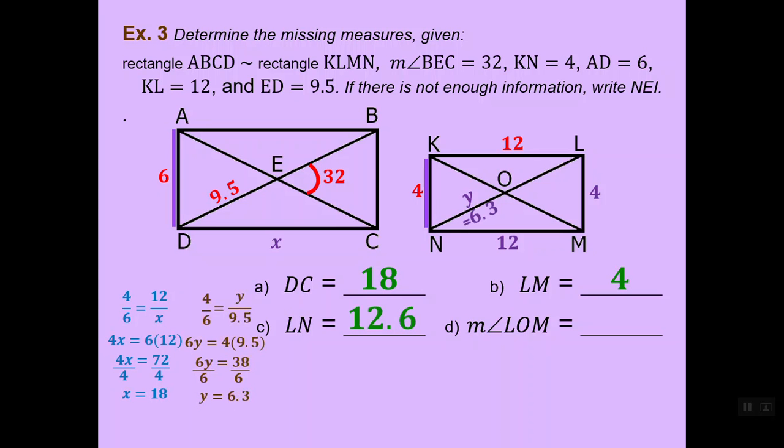The measure of angle LOM is corresponding to BEC. Therefore, that is 32. All right, that's it.